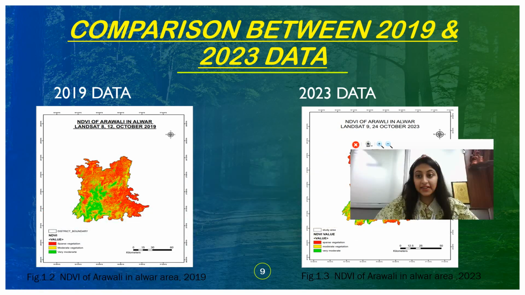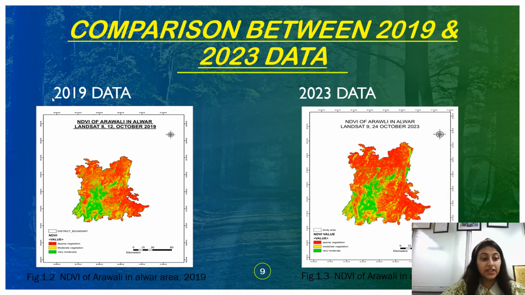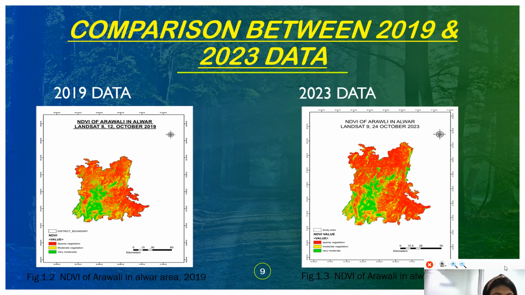So here is the comparison between the 2019 data and the 2023 data. Here I collected my vegetation index, meaning NDVI, for 2019 and 2023. We have to compare both of these datasets, so let's go to the result part. First we have to analyze this data.